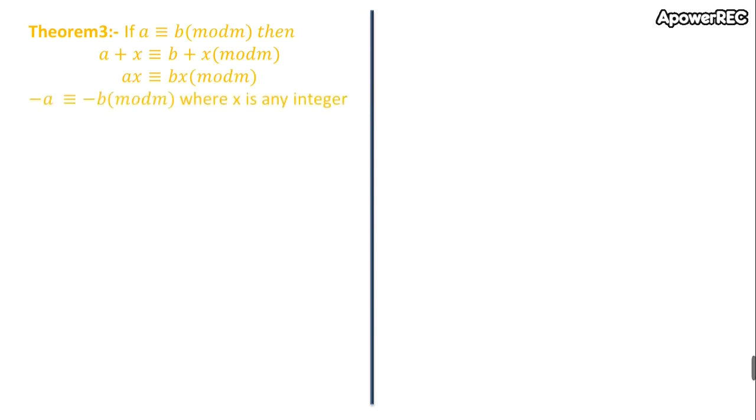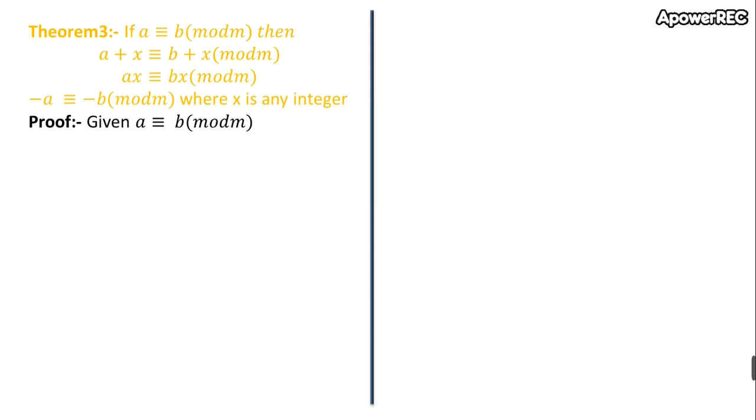Now come to the next theorem, theorem number 3. If a is congruent to b mod m, then a plus x is congruent to b plus x mod m, ax is congruent to bx mod m, and minus a is congruent to minus b mod m, where x is any integer. Now come to the proof of the theorem.